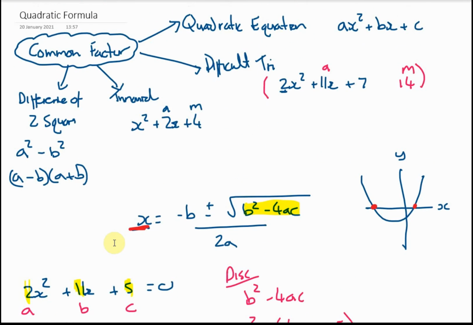Okay, so quick recap. We're looking at factorizing. We're looking at where y is equal to 0, which is where the graph cuts the x-axis. We can do it in different ways. We've got the normal trinomial where we're looking for factors that add to give us the middle number and multiply to give us this number. The difficult trinomial where we've got a non-1 at the front, so we're looking for something that adds to this number and multiplies to give us 2 times 7, which would be 14. We can do difference of 2 squares.